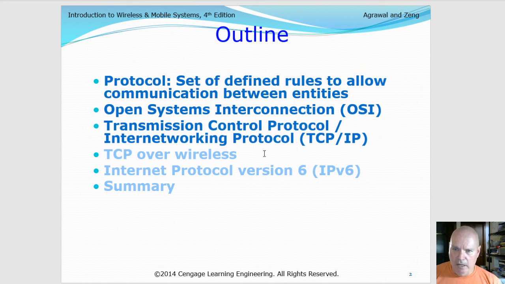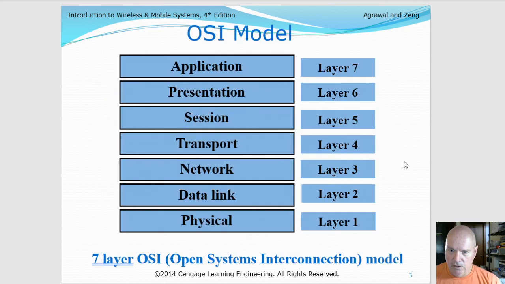Next time we'll look at how TCP works over wireless networks, and then we'll also look at the next version of the networking protocol, IP version 6. So, this was one of the first network models that was developed.